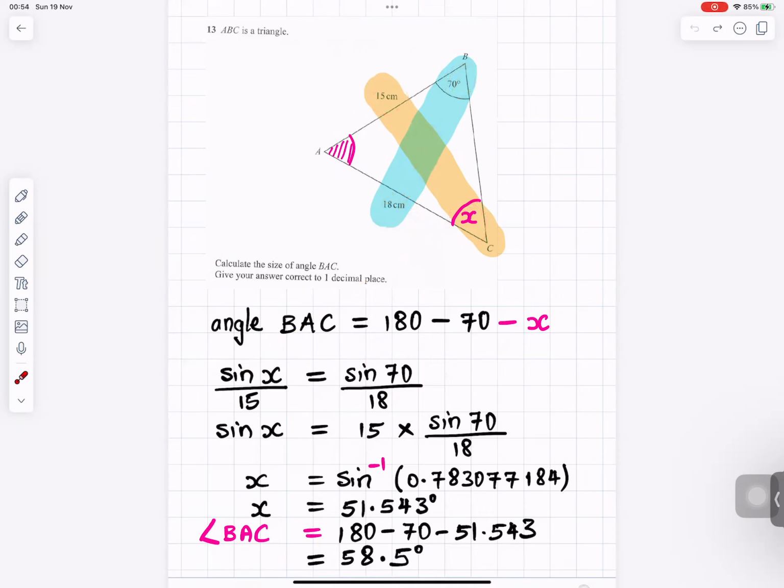Now to get sine x, the 15 is dividing, so you take it to the right and it becomes times 15. Put this in your calculator, you will get 0.78. And to get the angle, it's inverse sine of that, which gives you 51.543. So to get this angle, we subtract: 180 minus 70 minus 51.543. That gives us the angle we're looking for, 58.5 degrees to 1 decimal place.